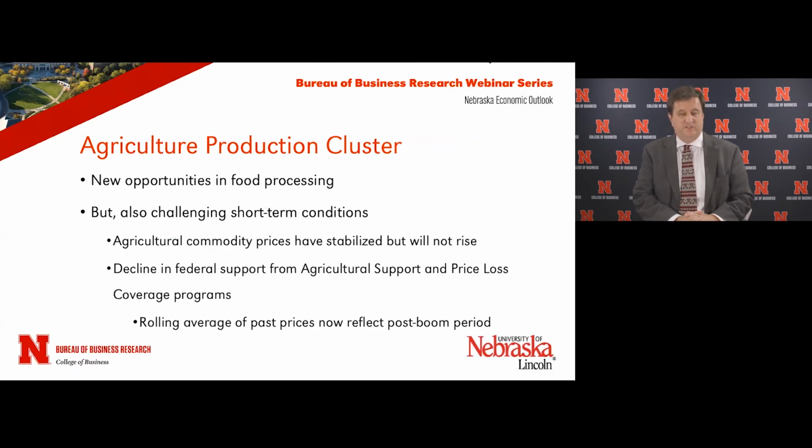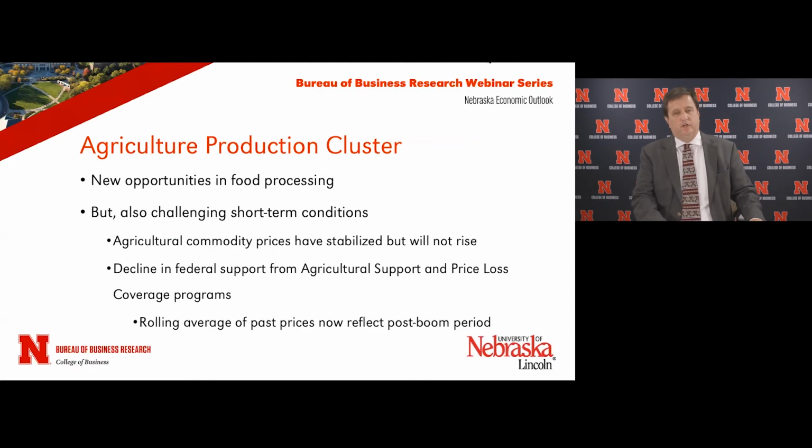Agricultural commodities have stabilized, but they're not expected to rise further, especially in 2018. We expect a decline in federal support from the two main programs, the agricultural support and price loss coverage programs. The benefit level in these programs is based on a rolling average of past prices, and that goes back a set of years. And what's happened in 2018 is that rolling group of past years no longer includes 2013, a year with very high crop prices. So the rolling average has gotten much lower, which means farmers are entitled to less benefits from these support programs, and we're expecting a pretty significant $430 million drop in payments as a result.